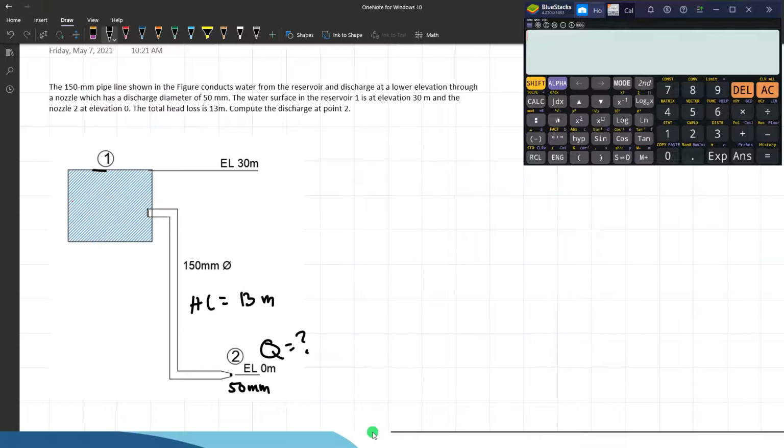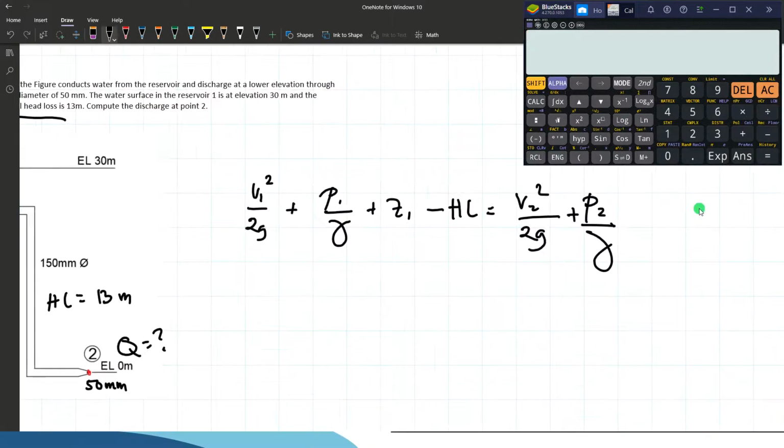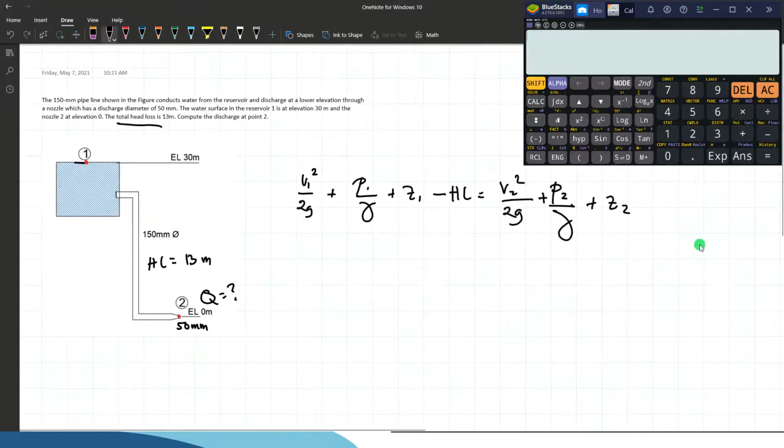Okay. So our reference points here are point 1, which is at the water surface, and point 2 is at the opening or at the nozzle. If we apply again the Bernoulli equation, we have the sum of the velocity head at point 1, plus the pressure head, plus the elevation head, subtracted by the head loss, since we have a given head loss here, equals V2 squared over 2g plus P2 over gamma plus Z2.